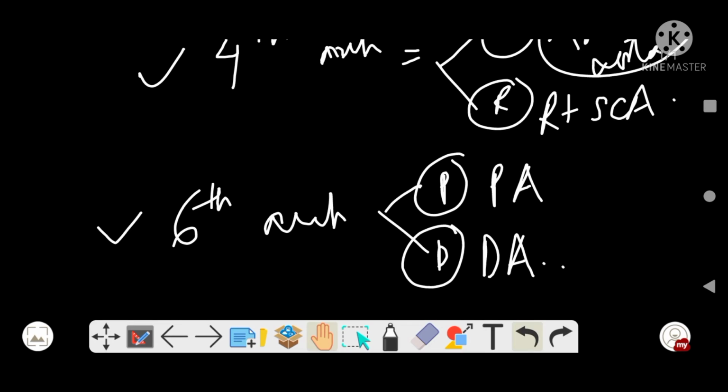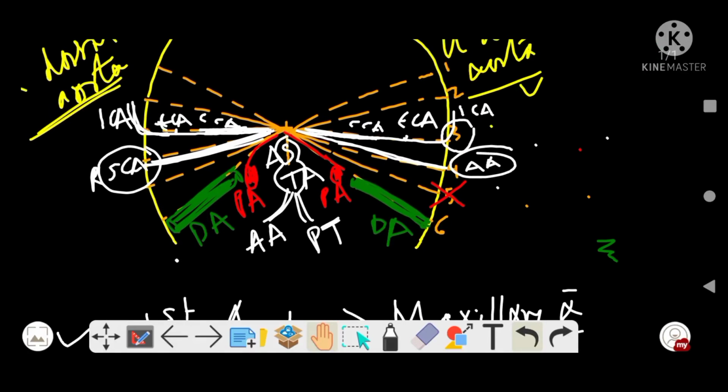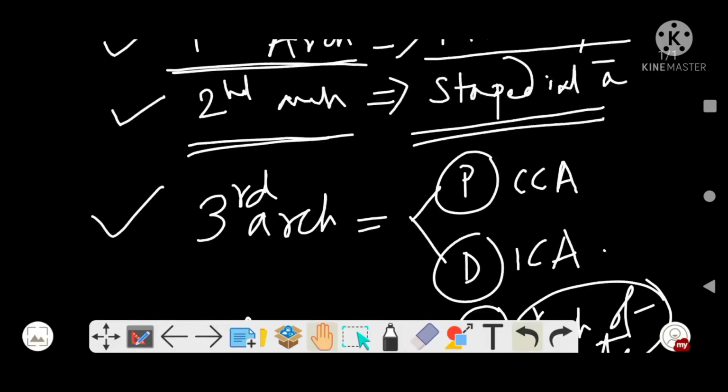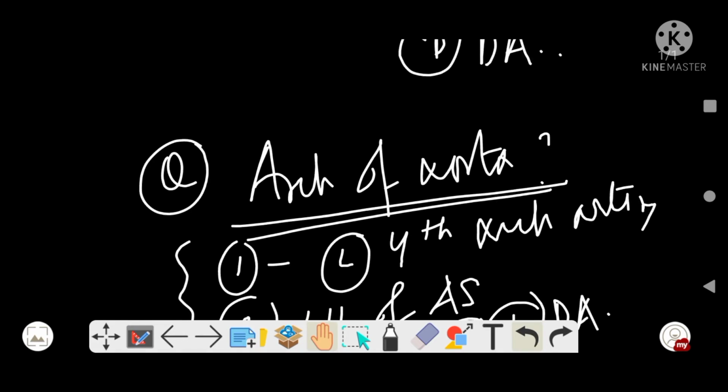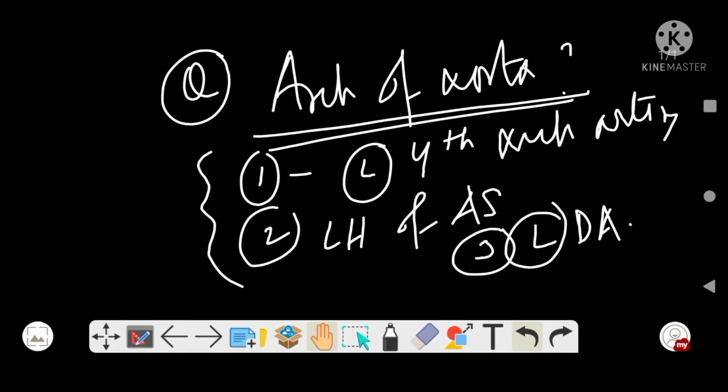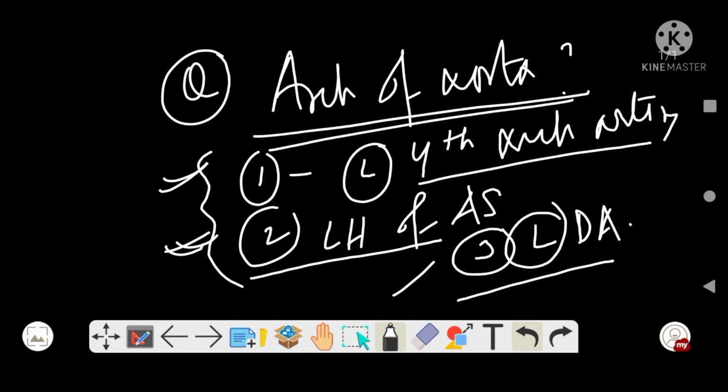Now where is aortic sac? This is your aortic sac above the truncus arteriosus. So from all these areas, arch of aorta is derived from all these three, right? From left fourth arch artery, left horn of aortic sac, and left dorsal aorta. Correct.